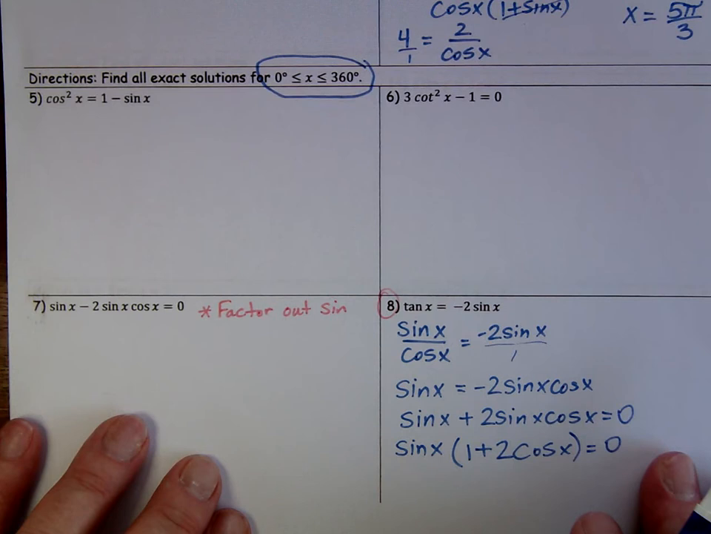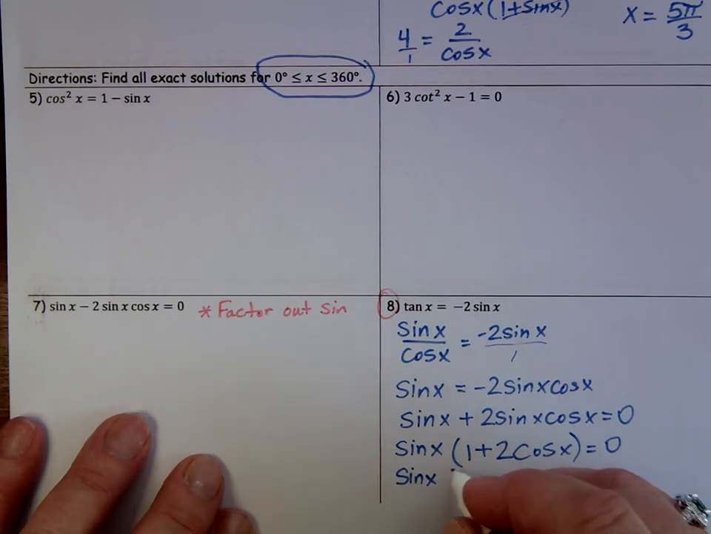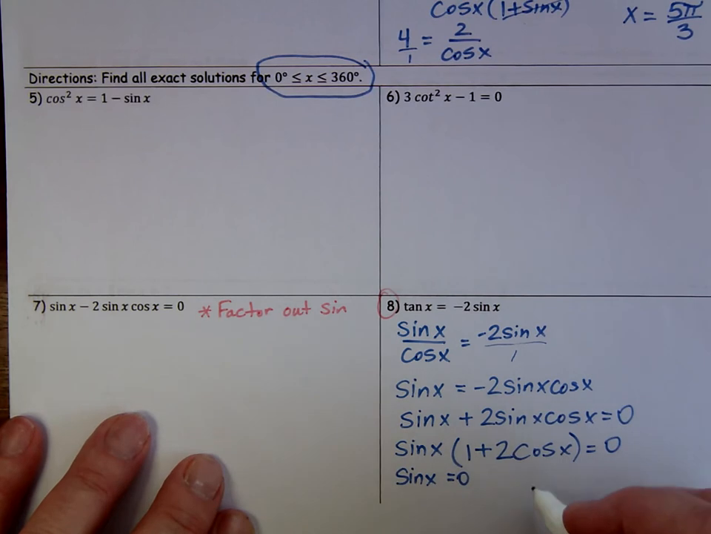All right, so I'm going to take what I factored out, set it equal to 0, and I'm going to take what I have in the parentheses and set it equal to 0. All right, this one's already solved. Sine of x is 0. This one I want to bring the 1 to the other side. That means cosine of x equals negative 1/2.